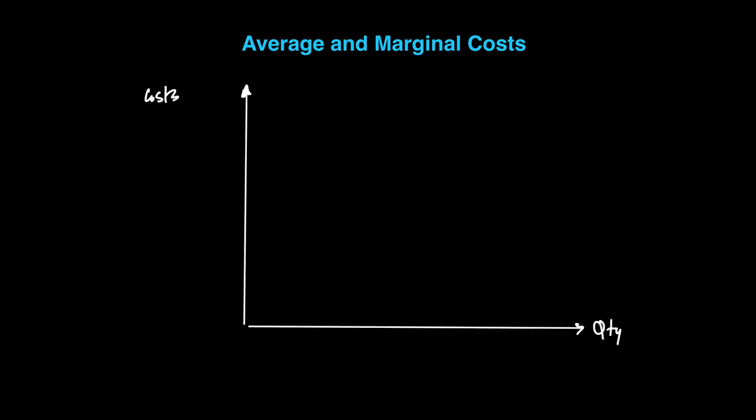In the last video, we looked at both the average cost and the marginal cost. Now is the time to bring them all together and see the relationship between them. If we draw our marginal cost curve, it is U-shaped, and let's draw that to see how the relationship with average cost looks.